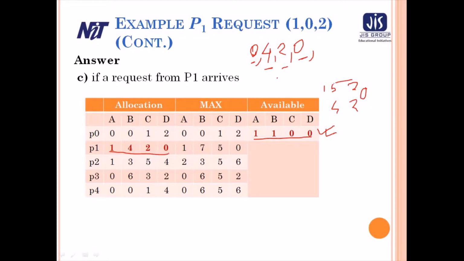Okay, now we have to calculate the need matrix and check from this snapshot whether the system has moved to a safe state or not. If the system moves to a safe state, then we can say the request is granted. If our solution is not providing a safe state, then we cannot grant it.